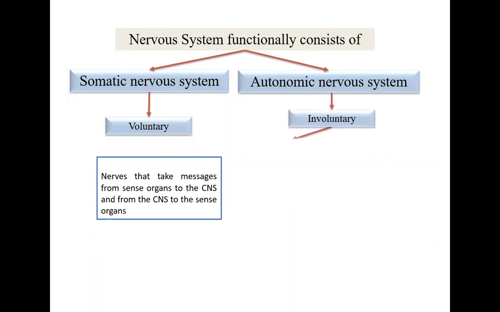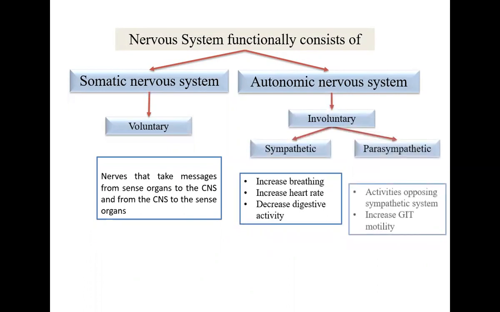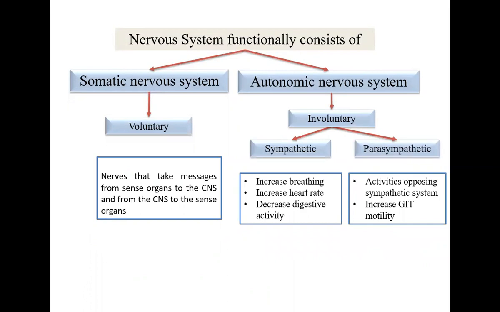Functionally, that was the structural classification. Then the functional classification, again it is of two types, that is the somatic nervous system and the autonomic nervous system.